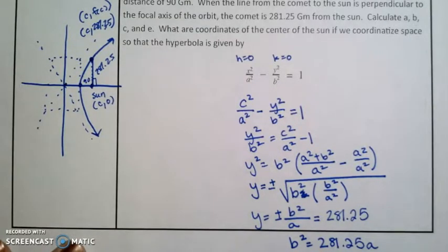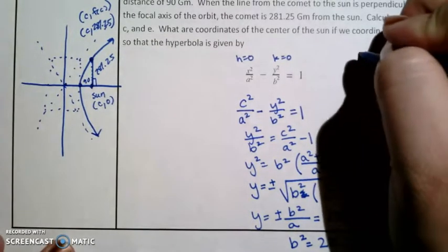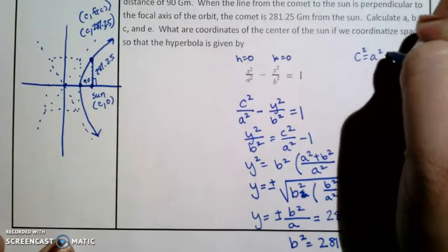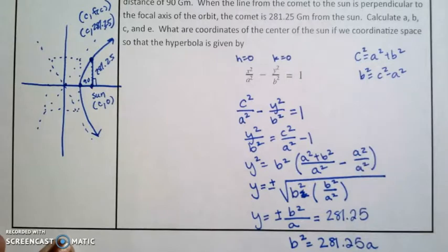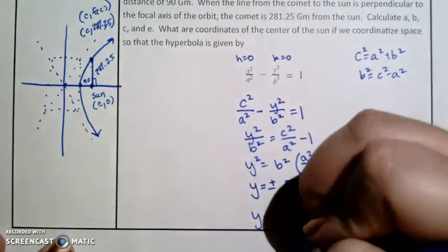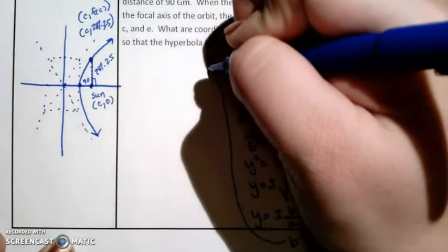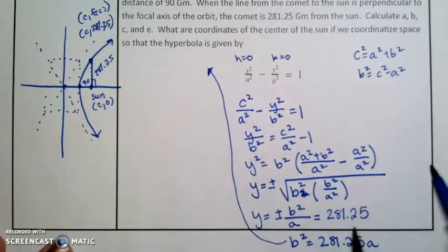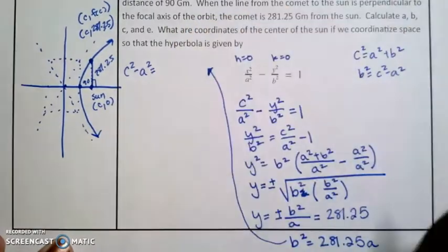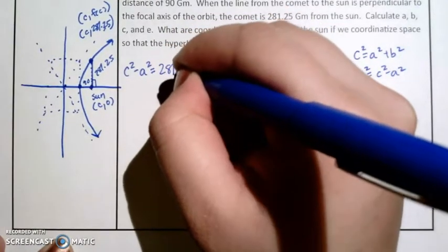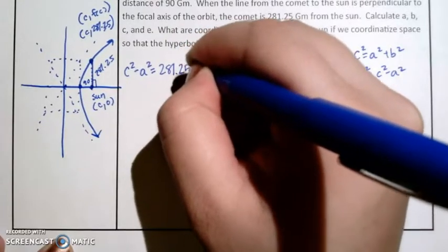Now I'm going to use this equation to substitute for b squared. If c squared equals a squared plus b squared, then b squared is c squared minus a squared. So I'm going to bring this up here and say c squared minus a squared equals 281.25a.